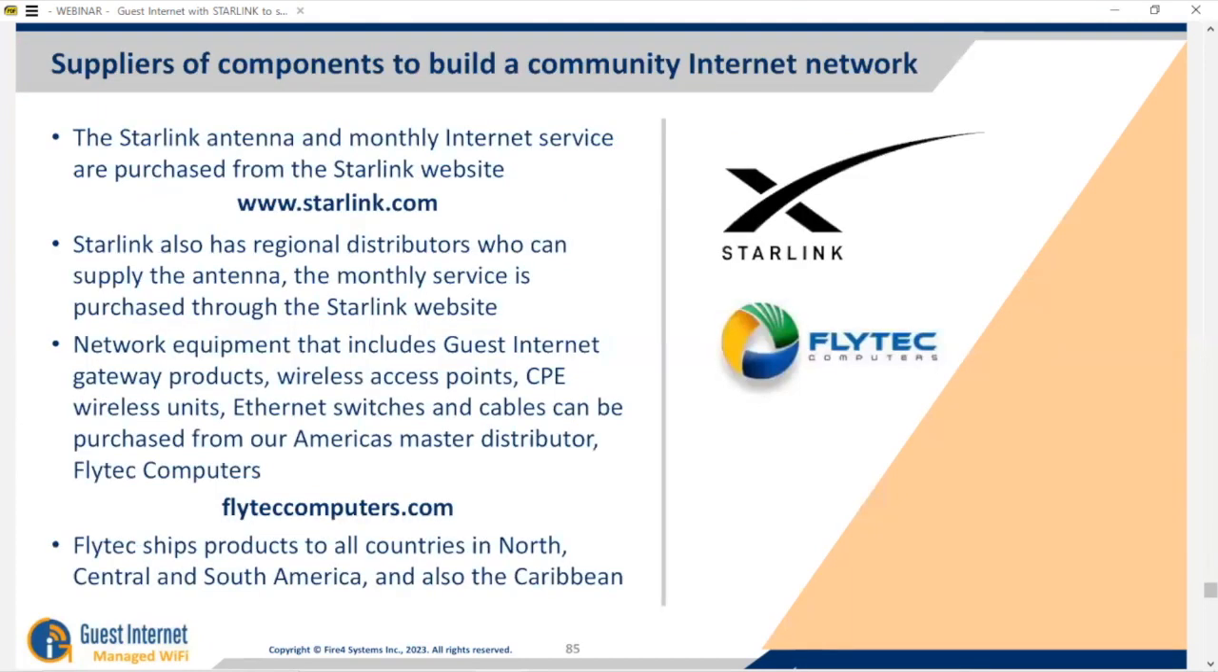So in summary, we are putting together the information to help you build your service. You're going to need a Starlink antenna or a similar type of service. You'll need the guest internet gateways, but you'll also need wireless products. Our products plus wireless products can be obtained from our North America distributor, Flytech Computers, and their contact information is available on our website.